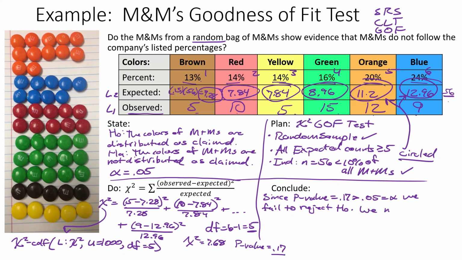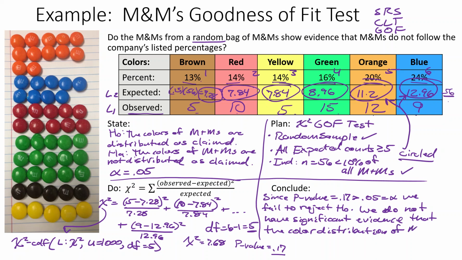So we do not have significant evidence that the distribution or the color distribution of M&Ms is different from claimed. And there we go. All right, so that is how we do a chi-squared goodness of fit test.